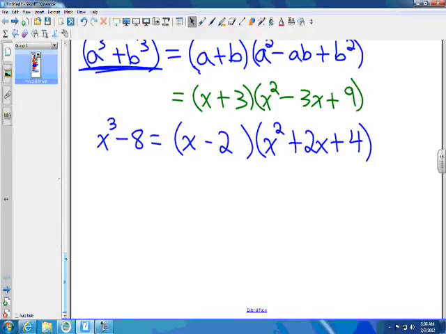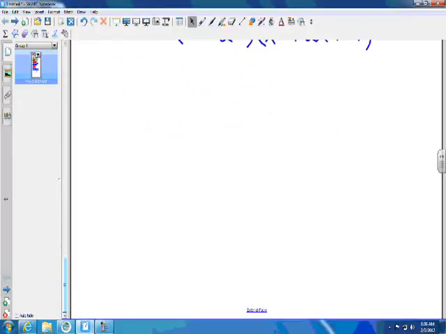The last new thing is a polynomial that has quadratic form.